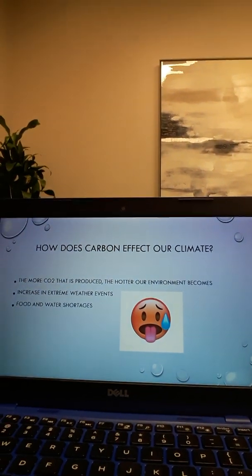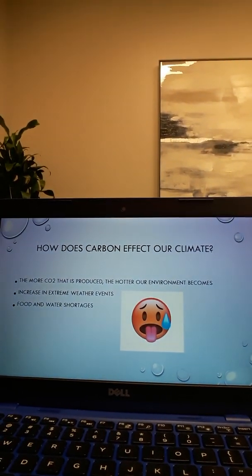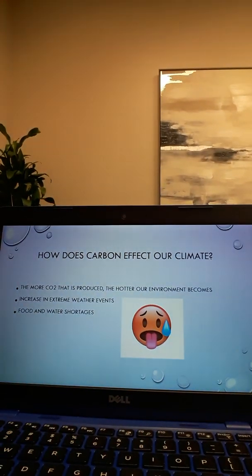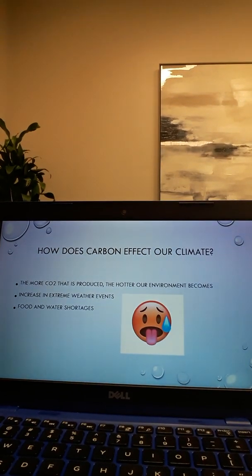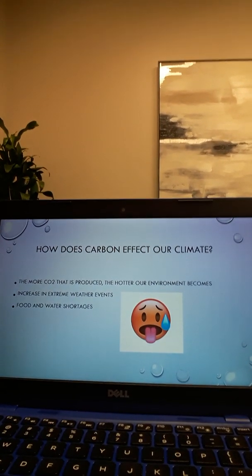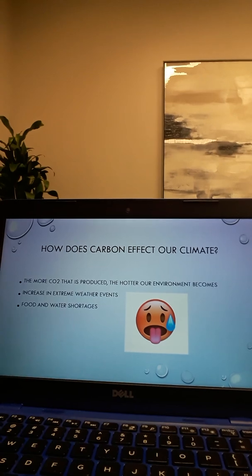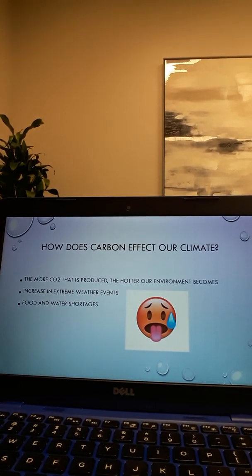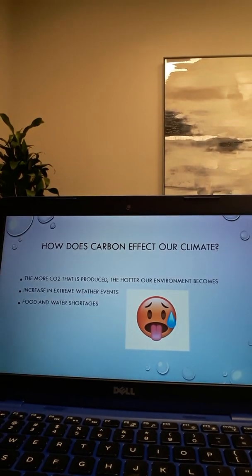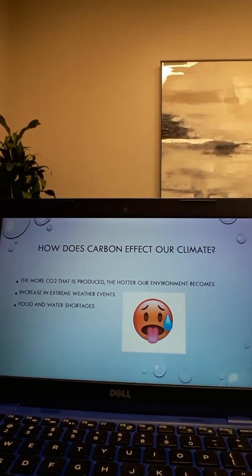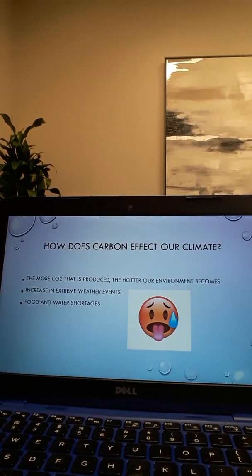So, how does carbon affect our climate? Climatologically speaking, the more CO2 that is produced, the hotter our environment becomes. And when we start to raise temperatures, even if it's 1 or 2 degrees, that can really affect things such as water temperature. And then when you start altering the water temperature, the pH of the water can become affected, and therefore the marine life can suffer as a result. Also, when you have an increase in temperature, extreme weather events can occur. So you have more flooding, you may have more hurricanes, you may have tsunamis, and also the carbon can cause a food and water shortage.